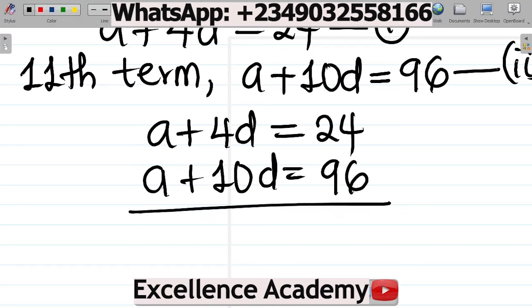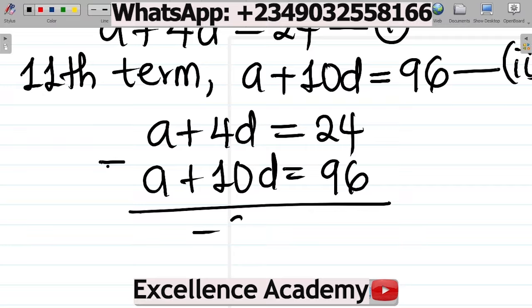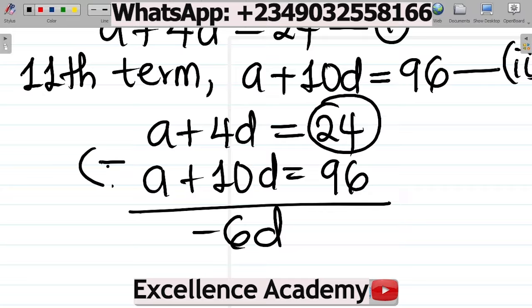Let's do some subtraction. If you subtract them, A minus A gives you 0, so A cancels out. Next, you have 4D minus 10D, which is like saying 4 minus 10. That gives you minus 6D. Next, 24 minus 96 gives you minus 72. So this is equal to minus 72.